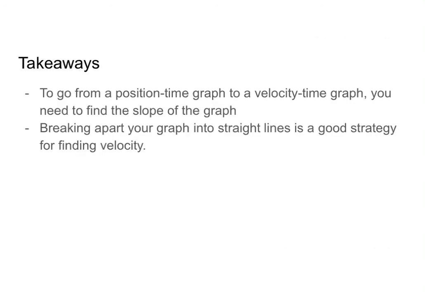So let's go ahead and talk about takeaways. So first of all, to go from a position time graph to a velocity time graph, so position to velocity, you need to find the slope of the graph. Second, breaking apart your graph into sections that are straight lines is a good strategy for figuring out your slopes and therefore your velocities. So go ahead and see if you can do this on your own.